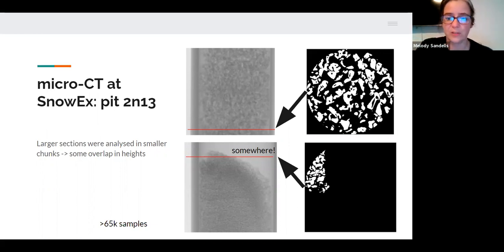You can see white is where the ice is and black is where the air is. There were some issues with some of the samples. On the bottom, you can see a partial sample, and when you start slicing it, you're only seeing a very tiny section of that microstructure. So there are some issues in terms of processing these data. But overall, we have a lot of data. We have over 65,000 of these images on the right to analyze. So that's what we did.